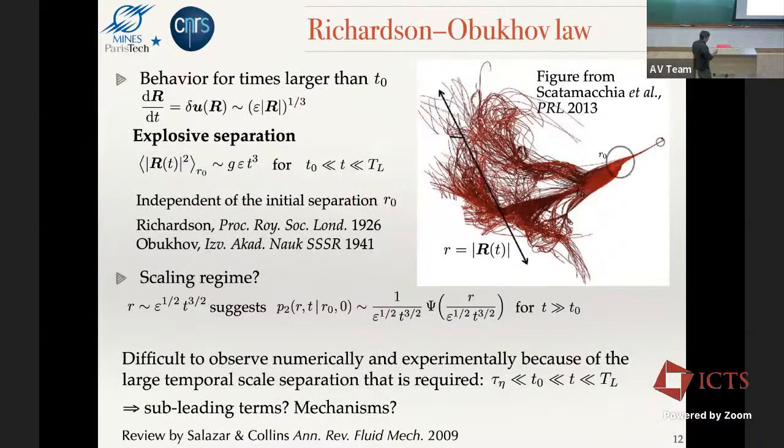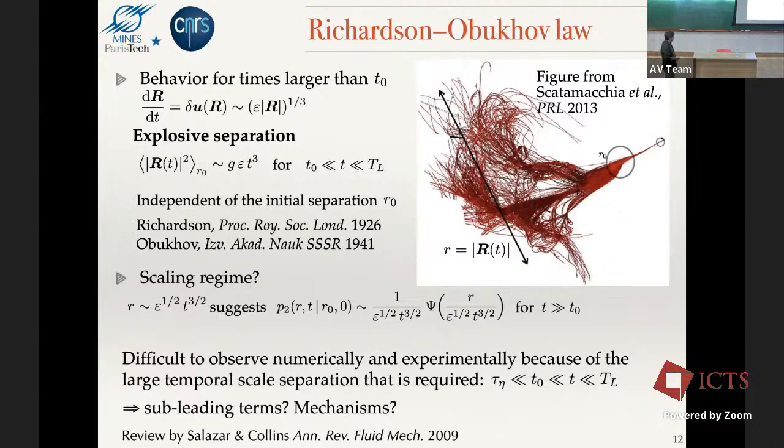Okay. So now this is more or less how the picture looks. You start with some R0, which is very small. You first have this ballistic regime, which brings you to twice more or less the separation that you had initially. And this is more like the time t0. Then you have this explosive regime where R squared is going like t cubed.